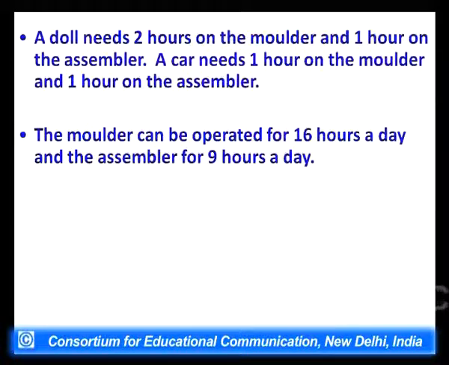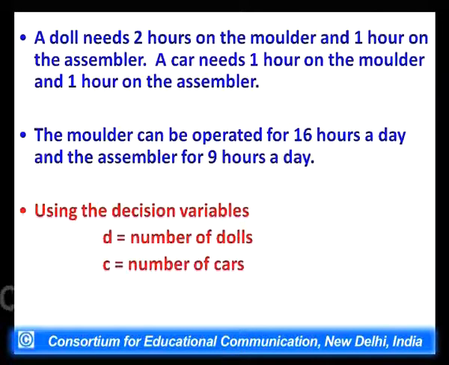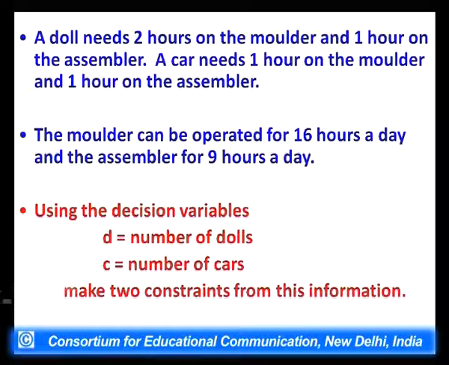So, these two basic statements and we will have a constraint for them, just using the decision variables. Decision variables are those variables for which we are going to get the answers. D is the number of dolls to be produced, C is the number of cars. So, we have taken D and C as decision variables and make two constraints from these. We have to now make two constraints, one for the molder, other for the assembler, because the capacities are fixed and which are given and recorded here.